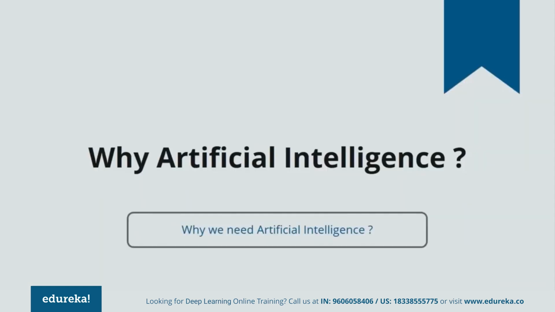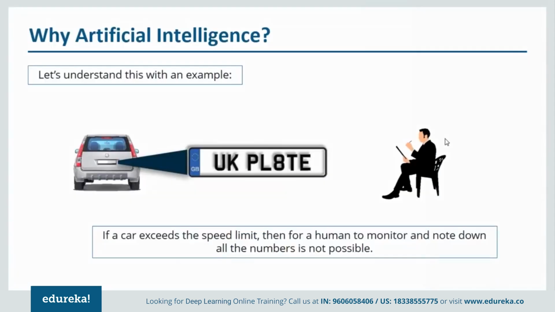But the first thing that we need to focus on is why artificial intelligence? Why do we need artificial intelligence? Now let us understand this with an example. Nowadays, if you have noticed, if your car exceeds the speed limit, you'll get a letter, basically a challan, at your home. How do you think that happens?